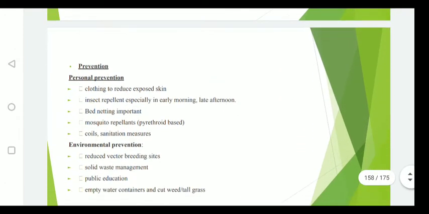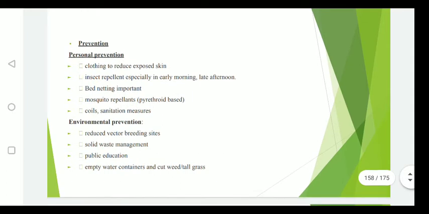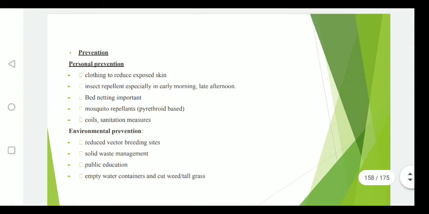Then we'll see the prevention. There are personal preventions and environmental preventions for dengue fever. The first one is personal prevention. Clothing to reduce exposed skin. We'll tell people to wear dress that covers up to the foot, because wherever the skin is exposed, a mosquito bite will happen.